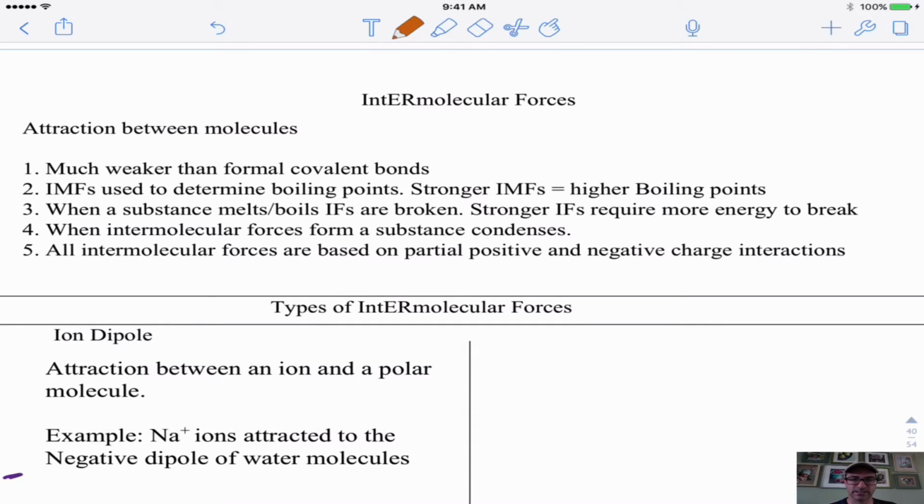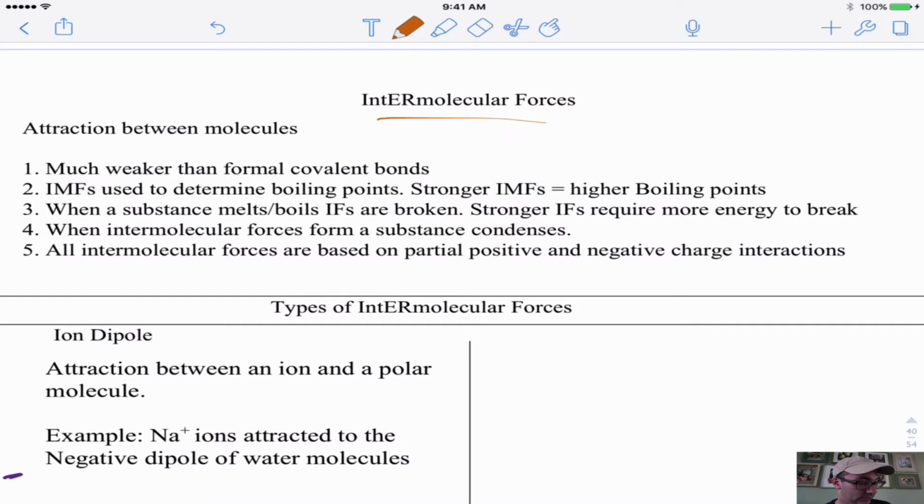Alright, good day everybody. So today we're going to talk about intermolecular forces. At this point we've done all of the types of intramolecular forces, the bonds that you find within molecules or ionic compounds. And now we're going to talk about something called intermolecular forces.